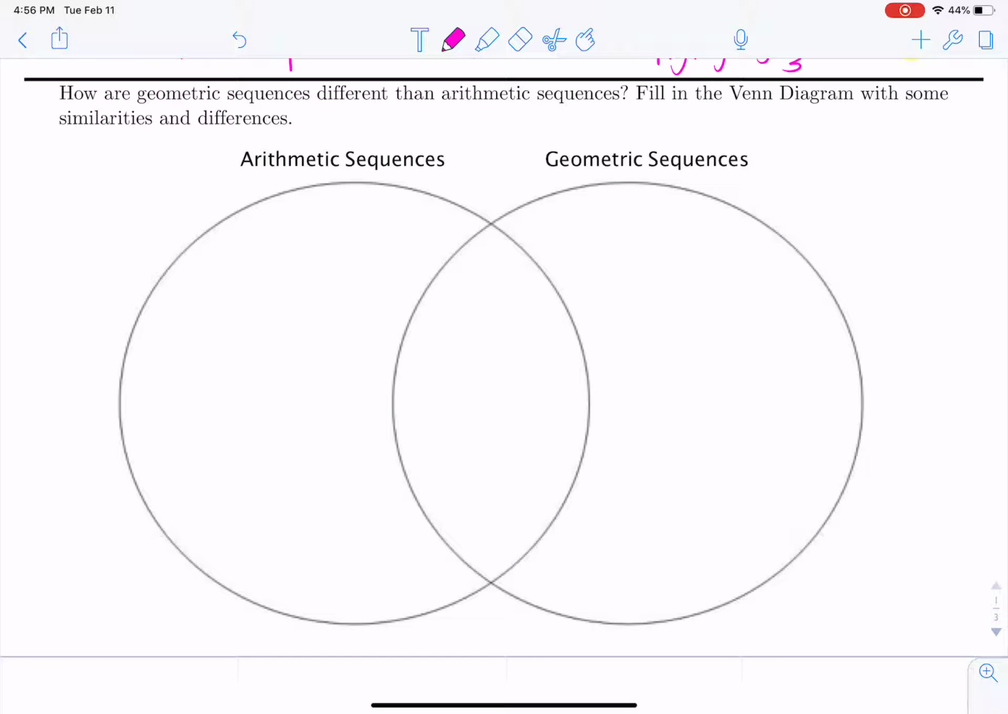So what I want you to do right now is go ahead and fill in some similarities and some differences between our arithmetic and geometric sequences. So for example, they're both sequences with a specific pattern. Right? And you can probably add a few other things in here. What are geometric sequences specifically? So go ahead and fill in a few things here.